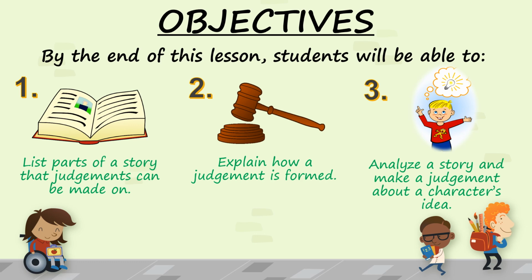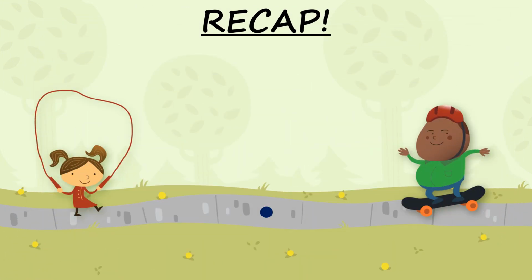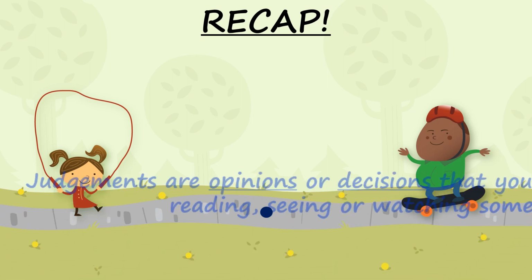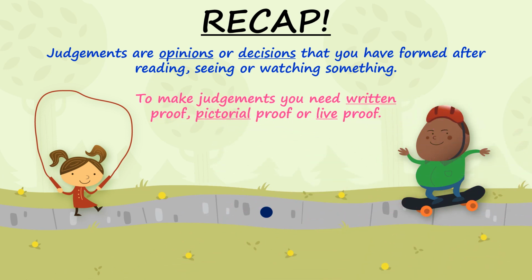Before moving on, let's take a look at what we covered in our first video. We first learned what a judgment is. Judgments are opinions or decisions that you have formed after reading, seeing, or watching something. After defining judgments, we then talked about what is needed in order to make a judgment. To make judgments, you need written proof, pictorial proof, or live proof.